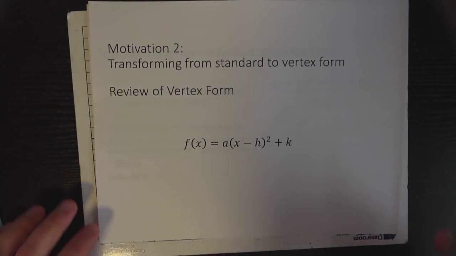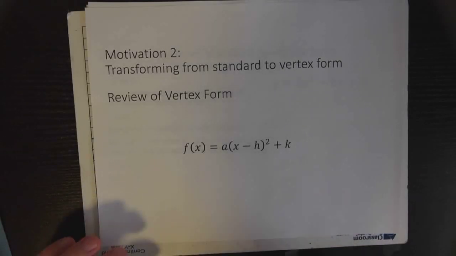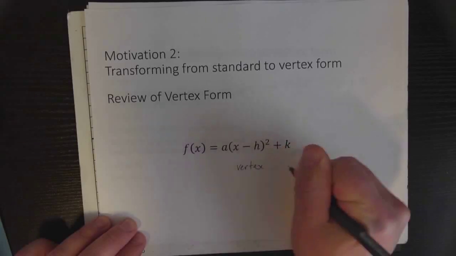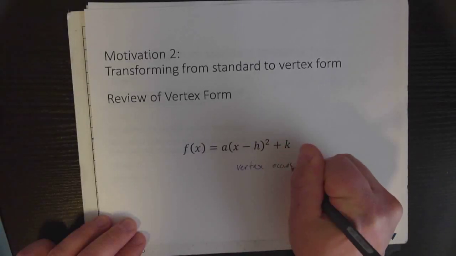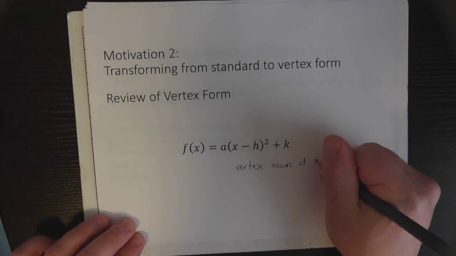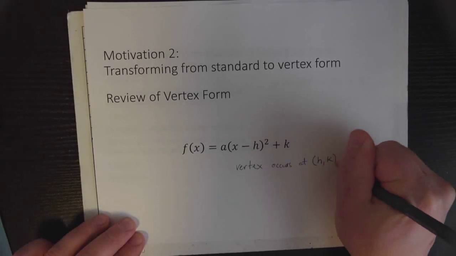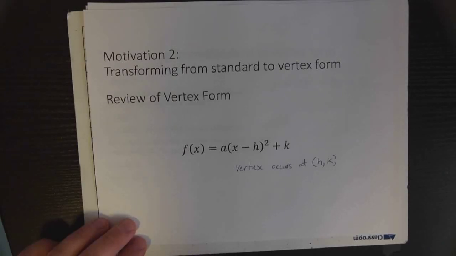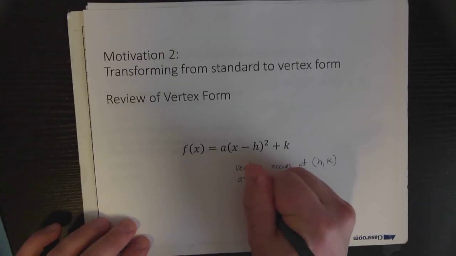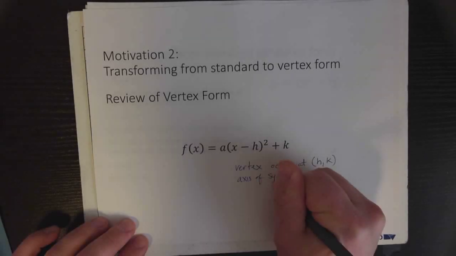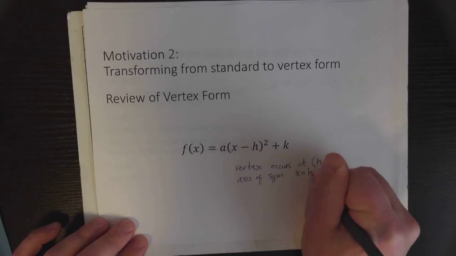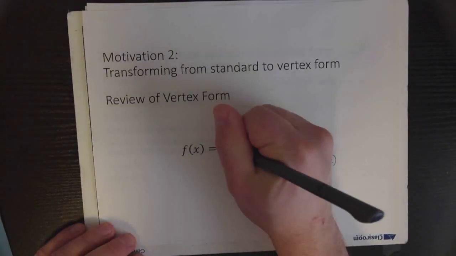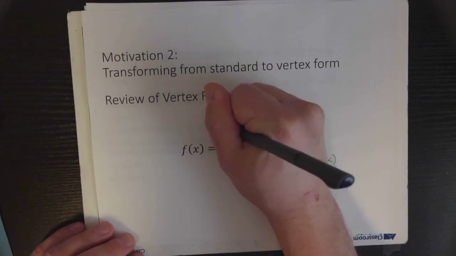So I just want to do a quick review of vertex form. So this is your vertex form. We know the vertex occurs at (h, k). So we're going to be able to find h and k from our standard form. We also know the axis of symmetry occurs at x equals h. And when we go between two forms, this a value is actually going to stay the same.